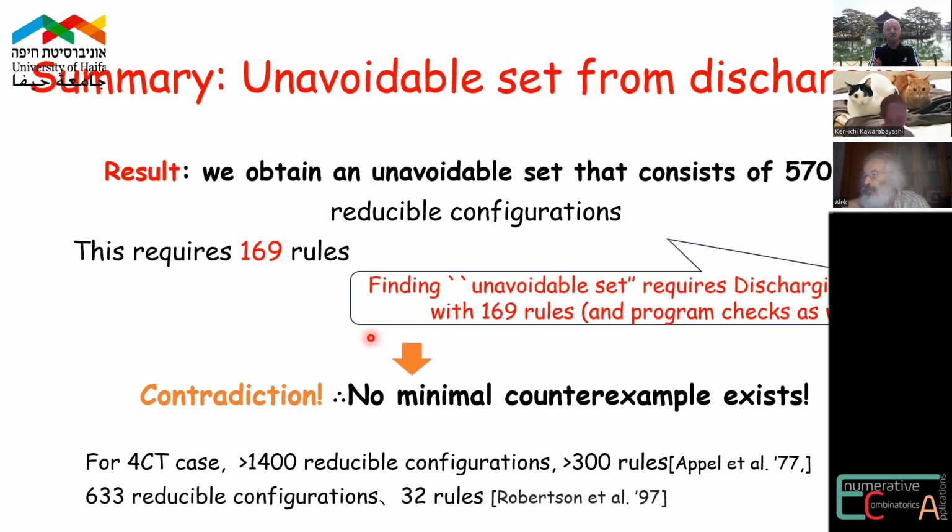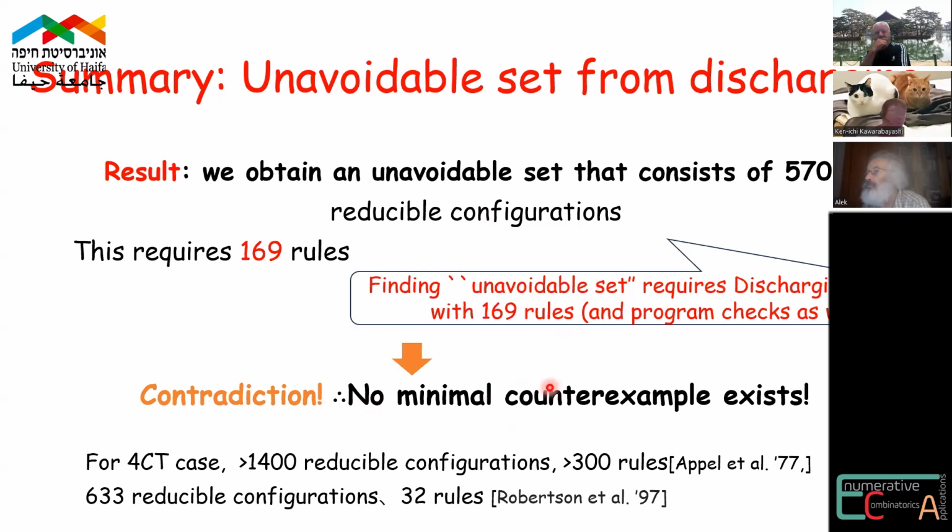All right, so this is what happened. We obtained the unavoidable set that consists of 576 reducible configurations, meaning that we have a set of 5076 reducible configurations that must appear in the minimum counterexample. And to show that they must appear in the minimum counterexample, we apply the discharging method with 169 rules, and it turns out this is enough.